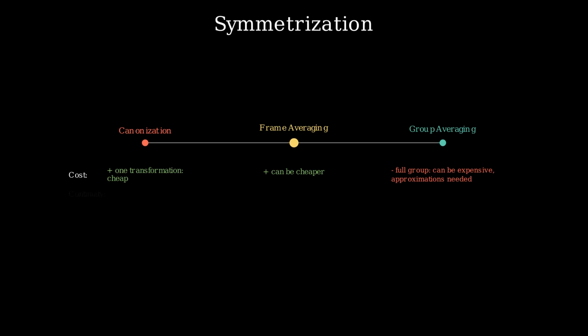On continuity, canonization is not continuous. A small change in input can jump to a different canonical form. Frame averaging still has continuity issues. Only group averaging is continuous by construction.